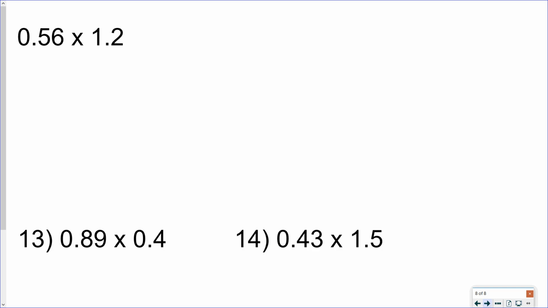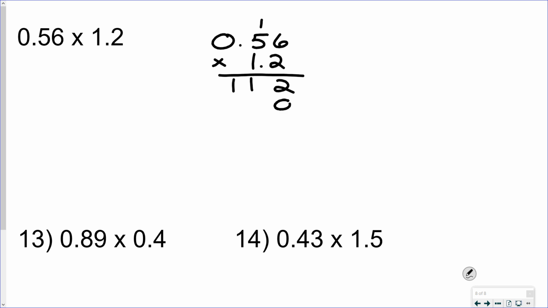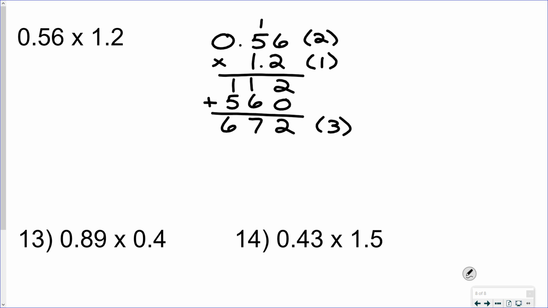And then finally today, if we have decimals that go out to different places, again, nothing changes. So we would think of that as 56 times 12. 6 times 2 is 12. 5 times 2 is 10, plus 1 is 11. Start the second one with a 0. 1 times 6 is 6. 1 times 5 is 5. Add those together. 2 plus 0 is 2. 1 plus 6 is 7. 1 plus 5 is 6. 2 digits after the decimal point there, 1 digit after the decimal point there. So your answer is a total of 3. So your answer, 672 thousandths.